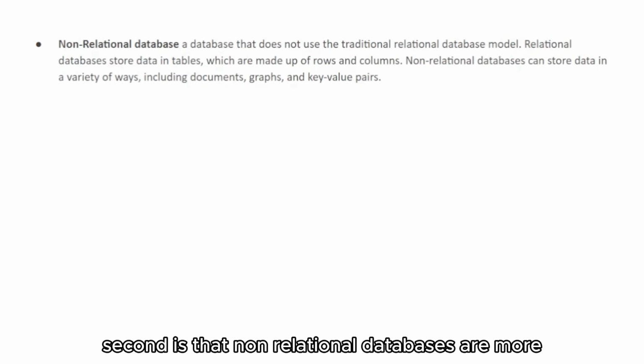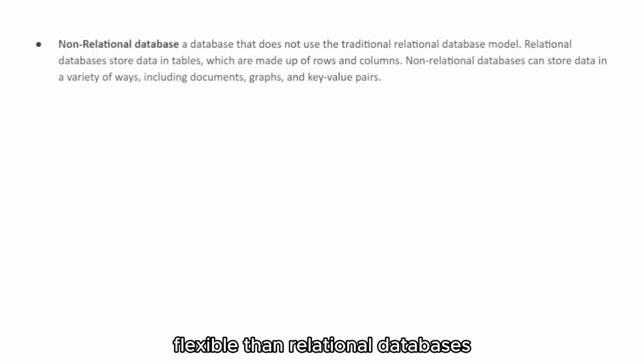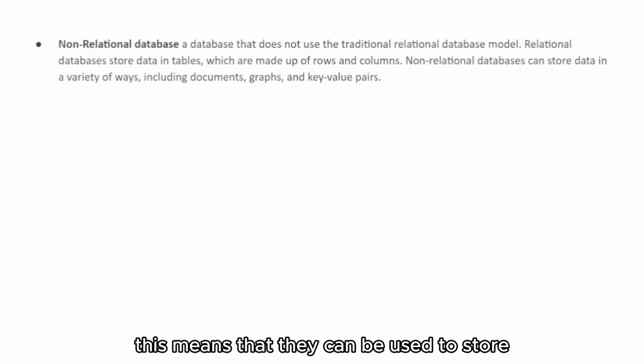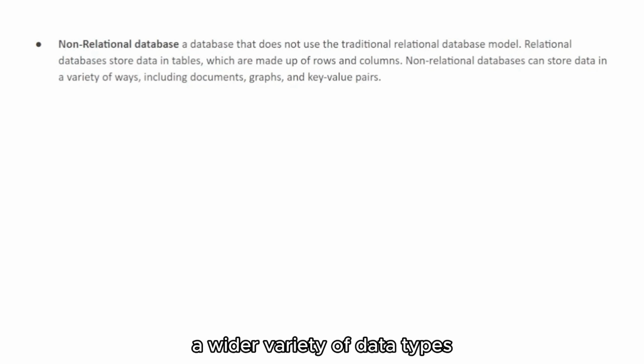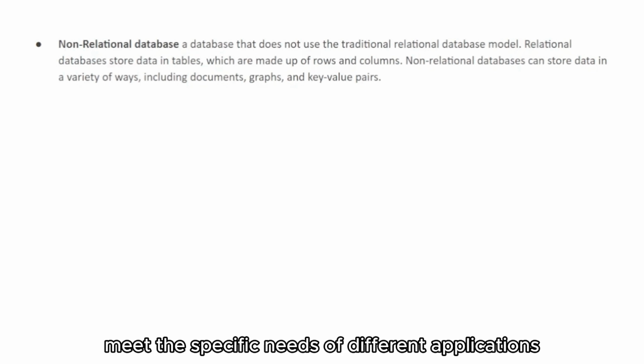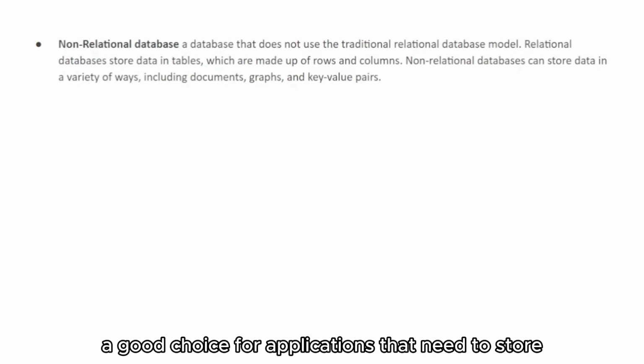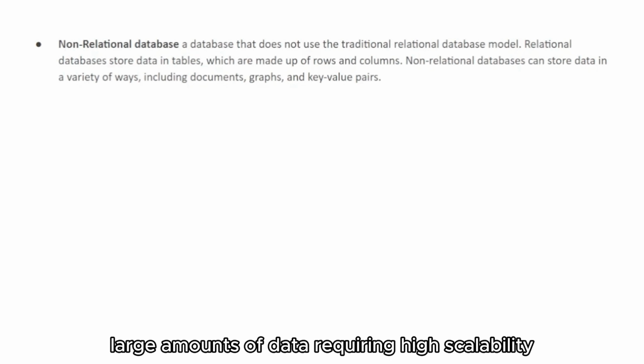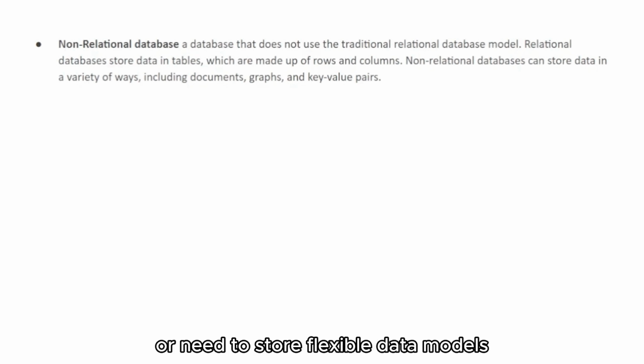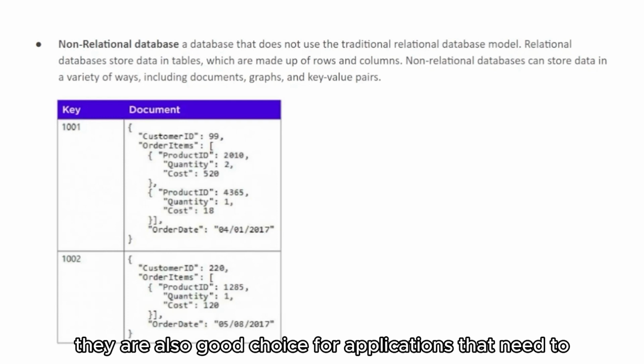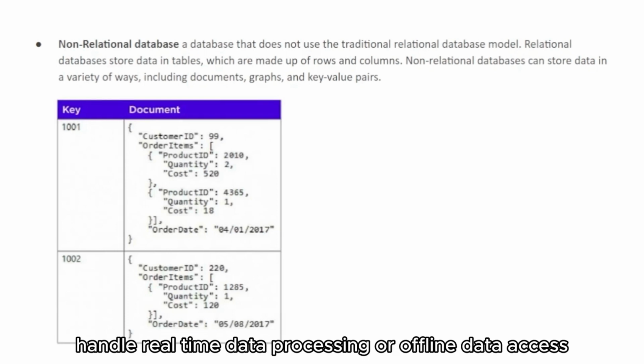Second is that non-relational databases are more flexible than relational databases. This means that they can be used to store a wider variety of data types, and they can be adapted to meet the specific needs of different applications. So this is a good choice for applications that need to store large amounts of data, requiring high scalability, or need to store flexible data models. They are also a good choice for applications that need to handle real-time data processing or offline data access.